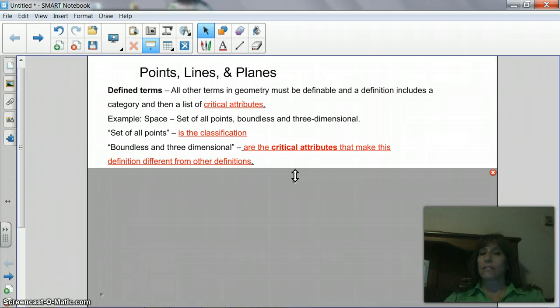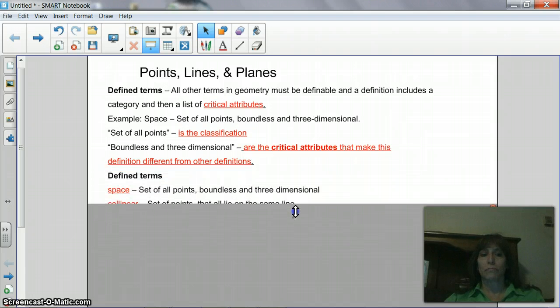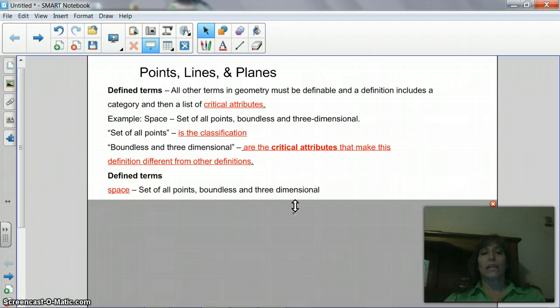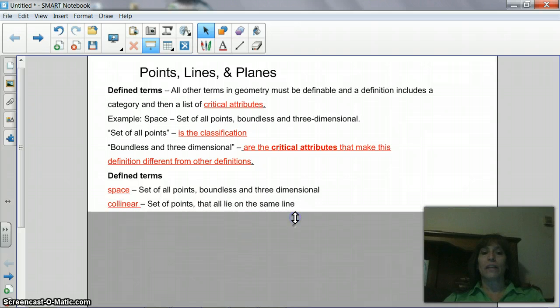Alright, so we have about 7 vocabulary words tonight that I want to go over with you. The first one is space, the one we just talked about. It's the set of all points, boundless and three-dimensional. The next one is collinear, and I'm pretty sure that we've talked about this several times in class. Collinear is the set of points that lie on the same line.